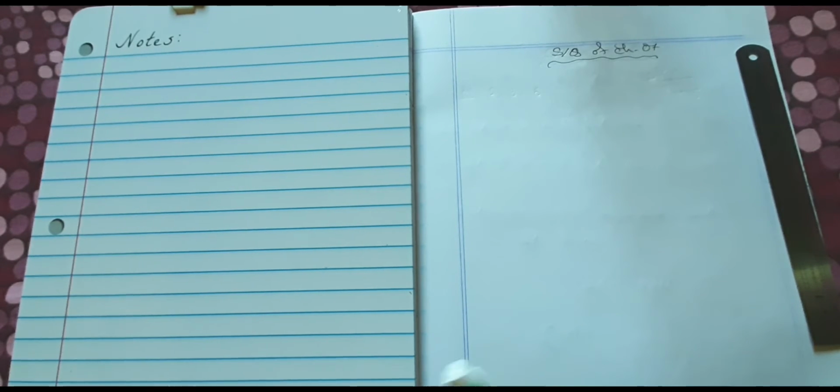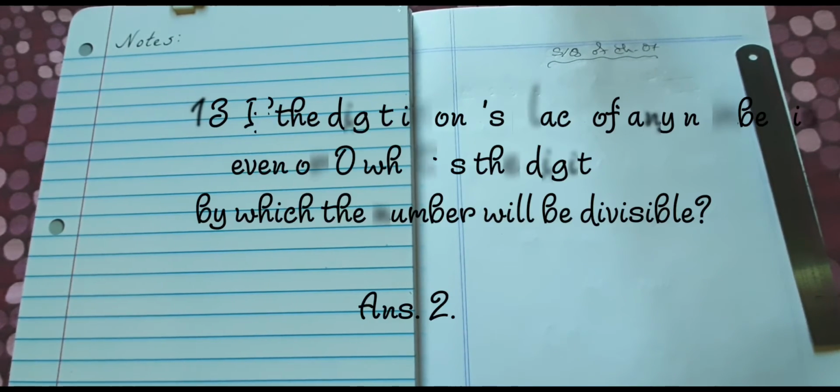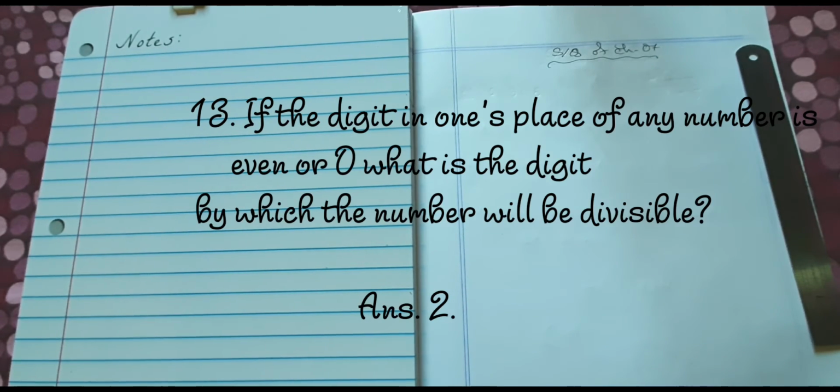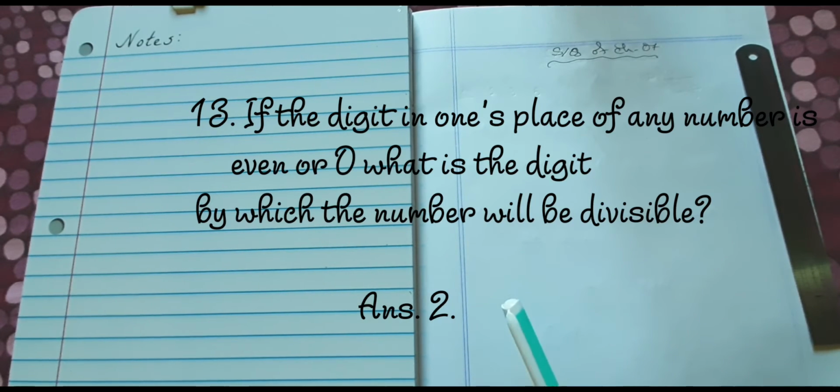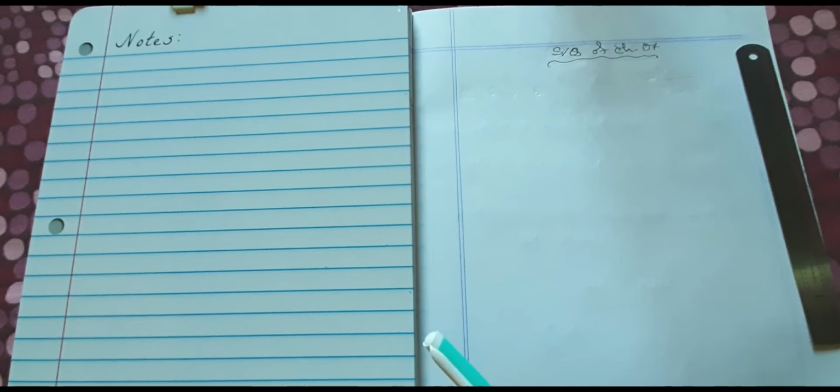let's go for the 13 number question. If the digit in ones place of any number is even or 0, the whole number can be divided with which number? I have already told you that. If any number has 0 or an even number as the last digit, the ones place, then the number can be divided by 2. It's the divisibility rule for 2, right?